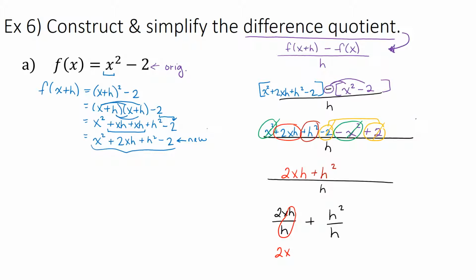Now the second fraction, keep in mind, h squared really means h times h. So this fraction is the same thing as h times h over h, which means can anything reduce? And it can. Turns out one of the h's in the top and one of the h's in the bottom reduce, reducing that whole value into an h. So in this case, your final reduced simplified answer is 2x plus h.